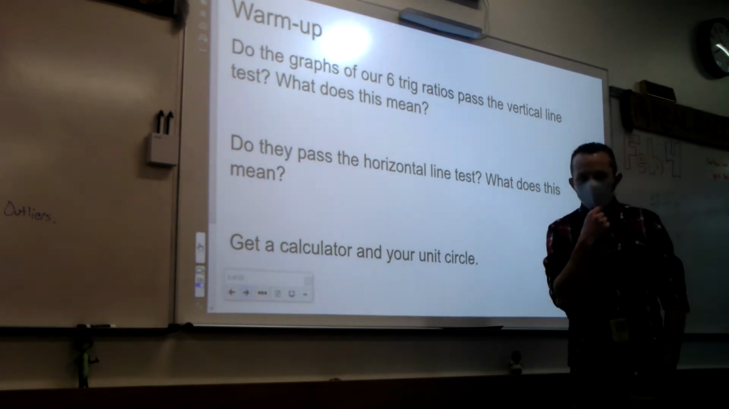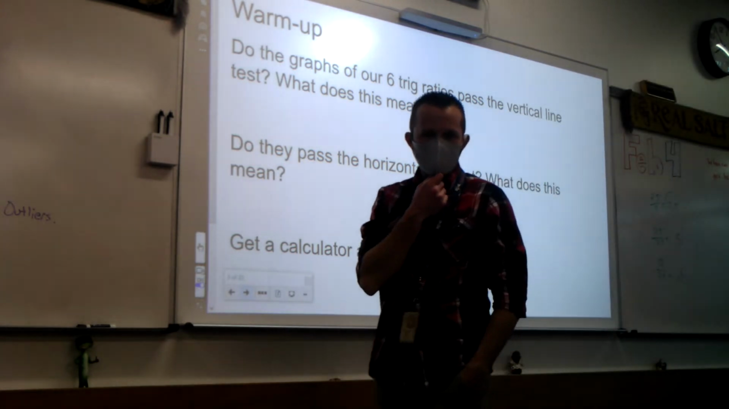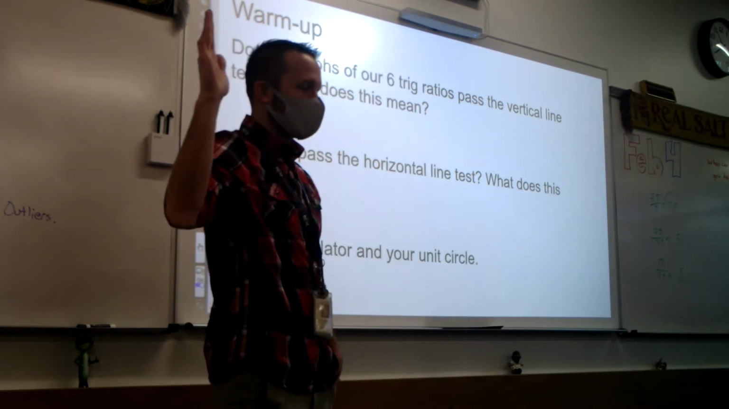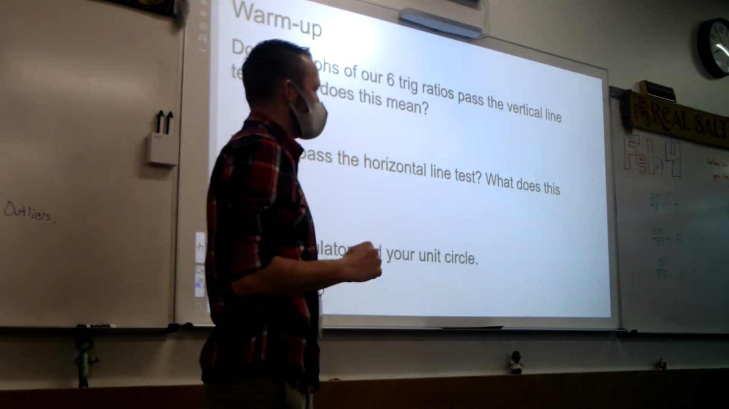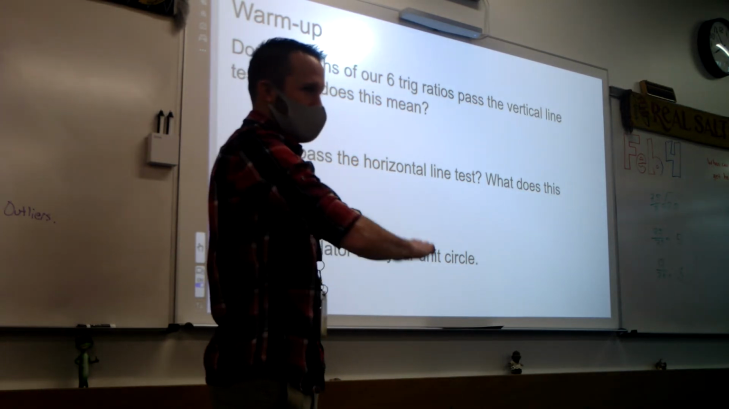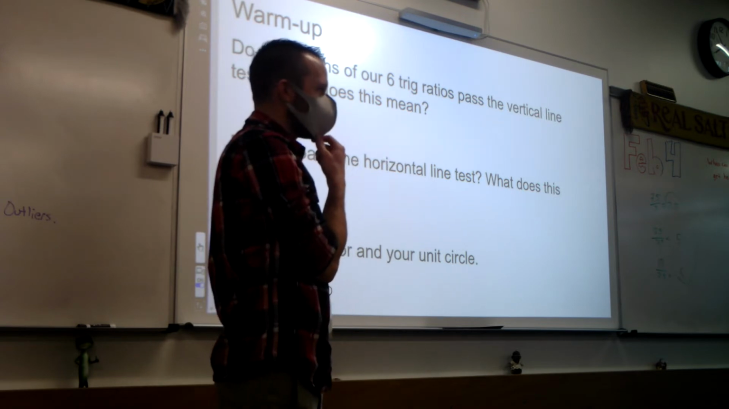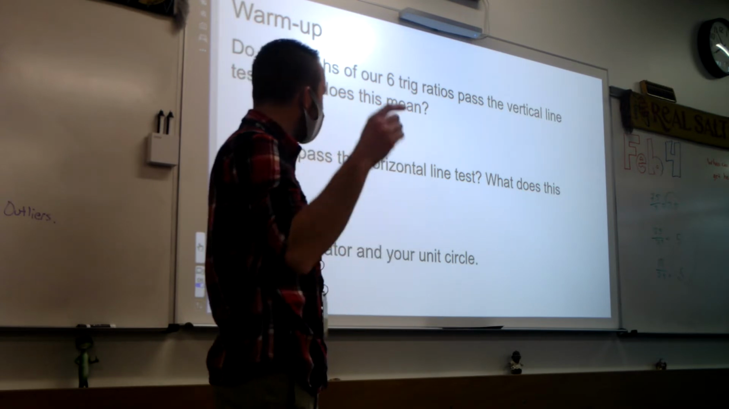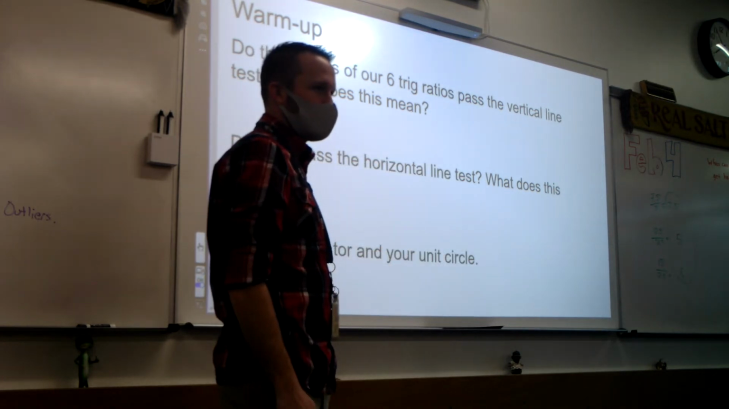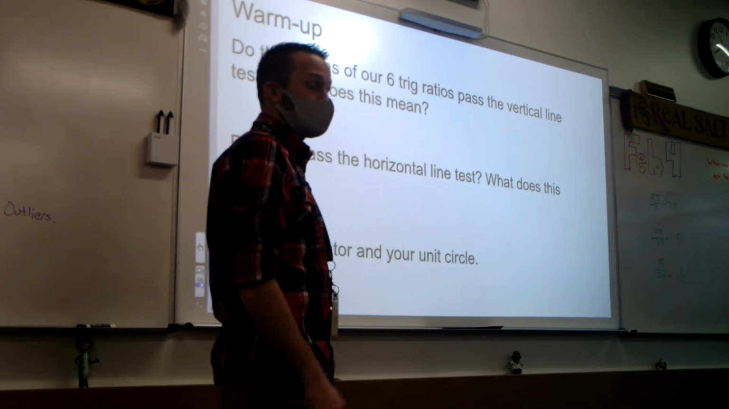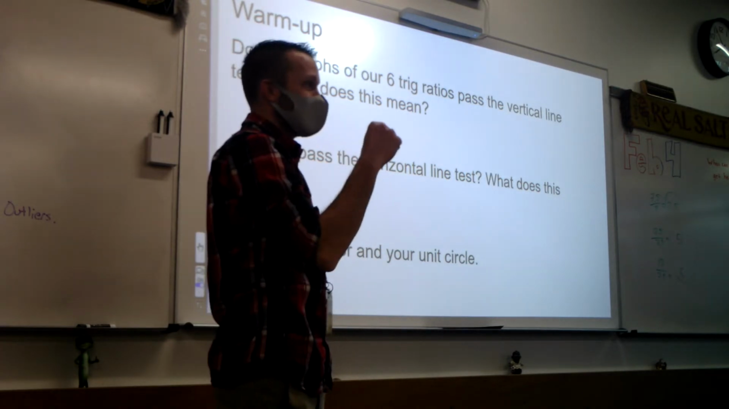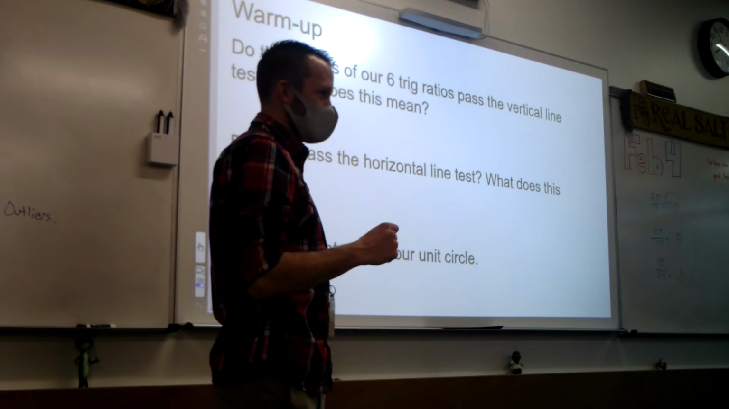If it passes both, we call it one-to-one. And one-to-one meant not only would the original graph be a function, but so would its inverse. Remember that? So if it passes horizontal line test, it means its inverse would be a function. Well, sine did not pass the horizontal line test, so what does that mean? No, it doesn't. It has an inverse, but its inverse is not a function.